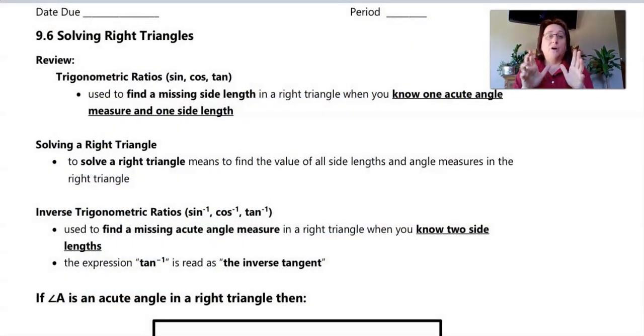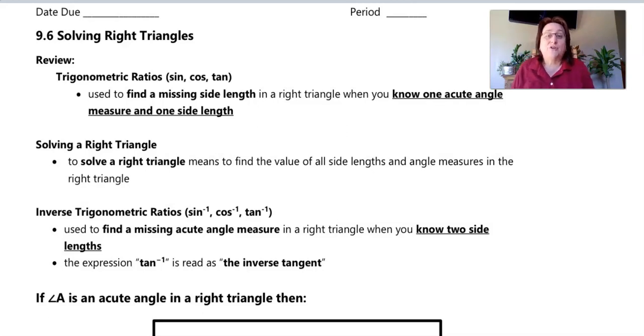Okay, so first of all, remember, we've got our trig ratios, sine, cosine, and tangent. Now, you use those when you know one acute angle and you're trying to find a side length. But now I'm going to show you, when we switch gears, we're going to solve a right triangle, which means that we're going to find all of the side lengths and all of the angle measures in a right triangle. But what about the inverse trig functions?